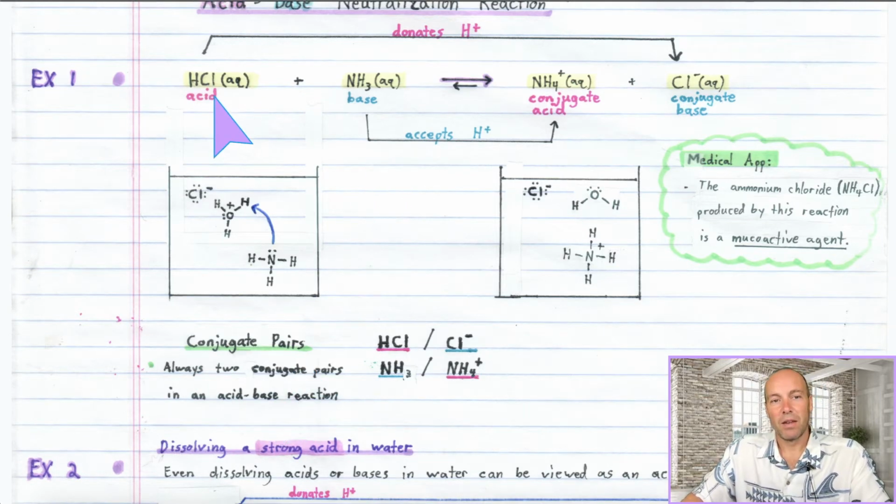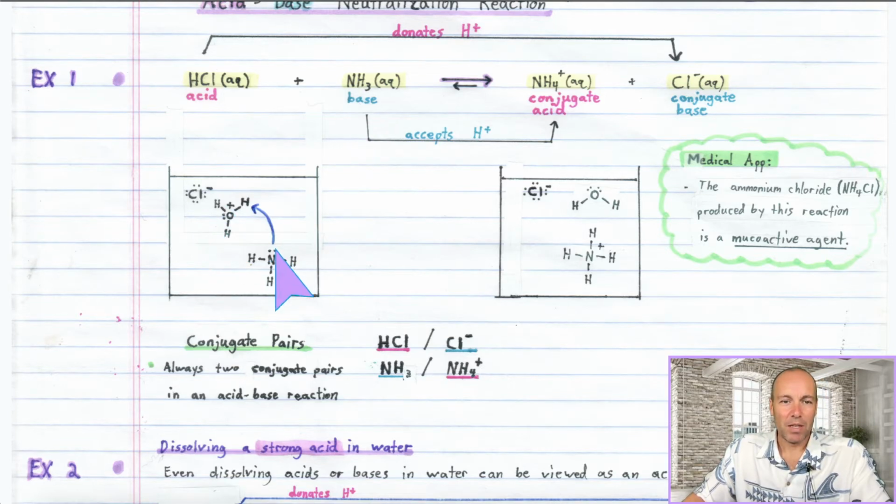Now we can get a little better view of what's going on here by drawing the structures of the molecules and particles involved. For the reactants, we have hydrochloric acid and ammonia in solution. The hydrochloric acid is dissolved as H+ and Cl-. And of course, the H+ are always associated with the nearby water molecule. So an H+ in solution is a hydronium ion in solution.